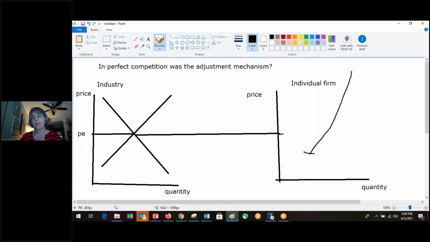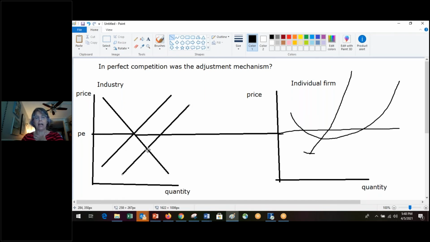And remember, they had a perfectly flat MR. So if this firm were making profits over here, with average variable cost and average total cost down here, what would happen over here is a whole bunch of people would enter this market and you would shift the supply curve. When you shift the supply curve, that would then in turn drive down the price. And at this new price, the firm, if I drew it just perfect, would not be earning any profits.